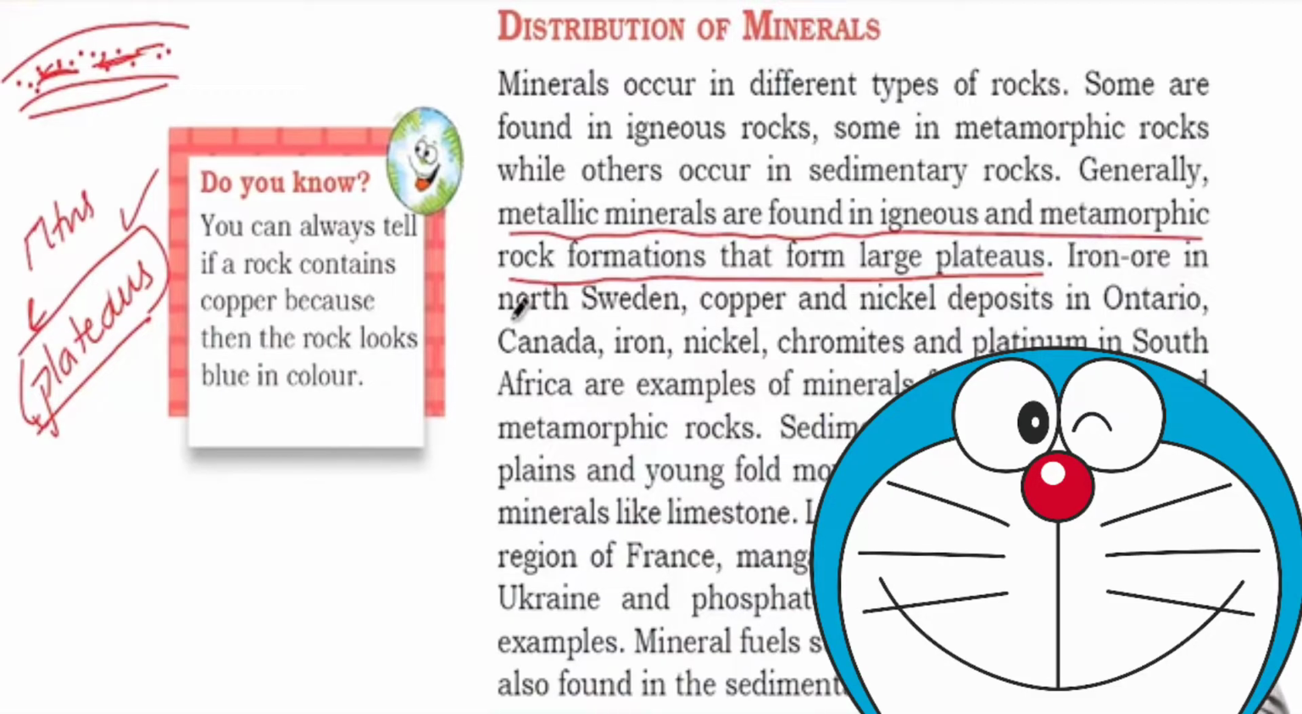Iron ore is present in North Sweden. If you take the Scandinavian countries, Norway, Sweden and all, iron ore is usually present in this region.